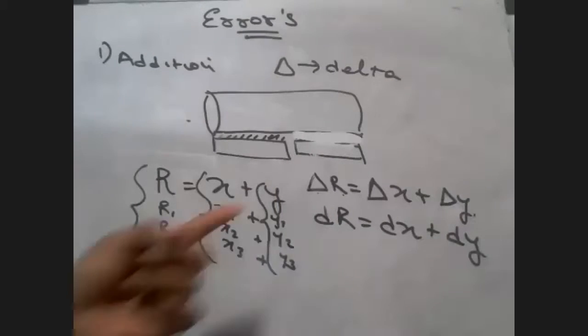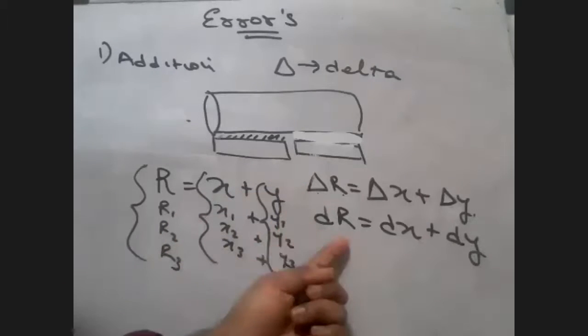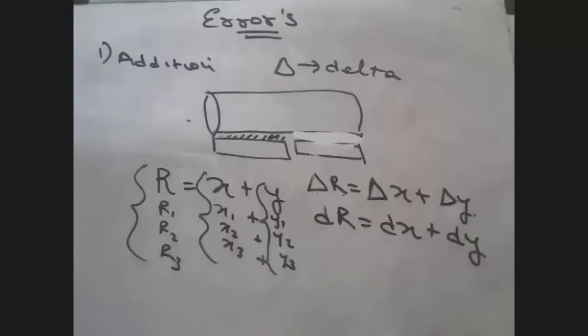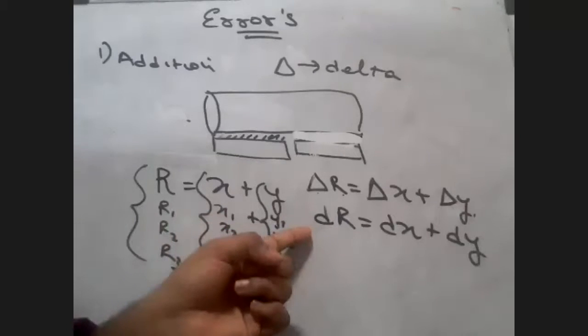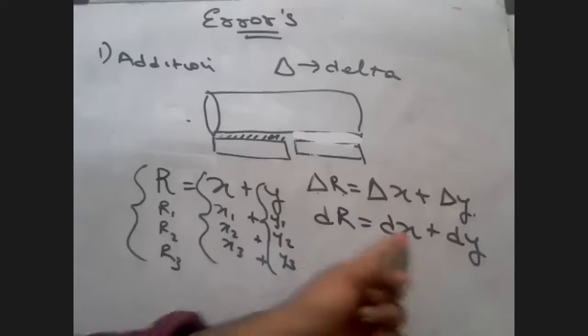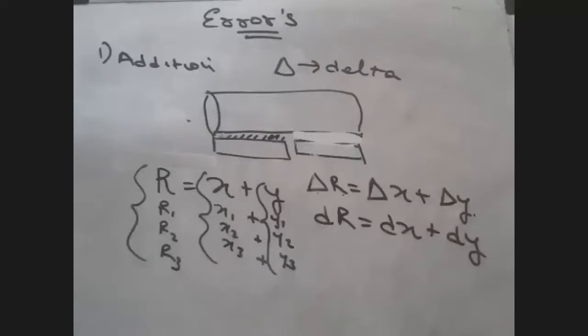But students, in mathematics, this delta can be represented as dr. It is called differentiation, and we will come to that, don't worry. In other words, you can also look at it this way: change in result equals change in x plus change in y. Okay, if this is clear, let's look at an example.